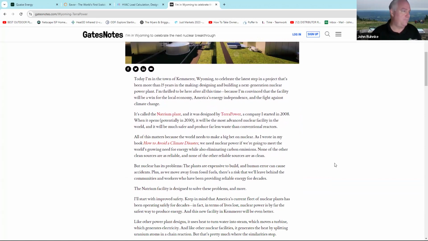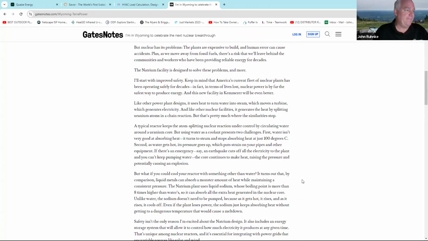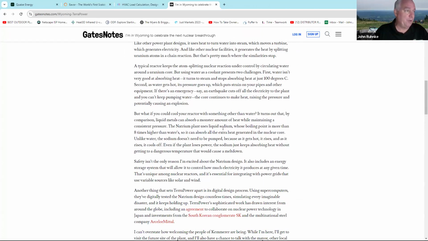Most of the existing nuclear power plants in production today are from the 50s and the 60s. So they're much safer. They're cooled by liquid sodium, which allows passive cooling, so you don't need to pump the cooling around, and it can cool the nuclear core a lot safer than it used to be. Unlike water, the sodium doesn't need to be pumped because it gets hot, it rises, and as it rises, it cools off. So even if the plant loses power, the sodium just keeps absorbing heat without getting to a dangerous temperature that would cause a meltdown.